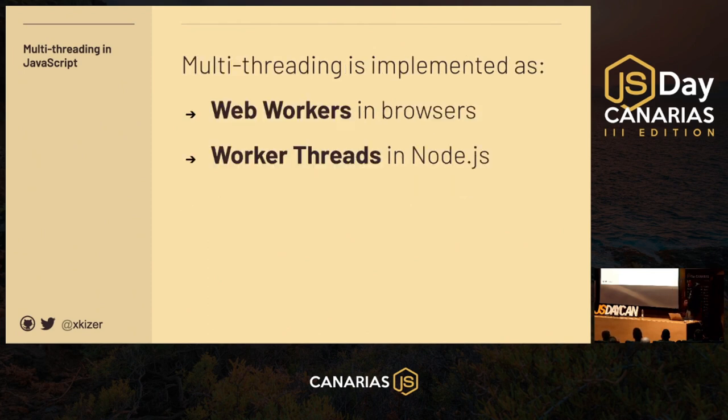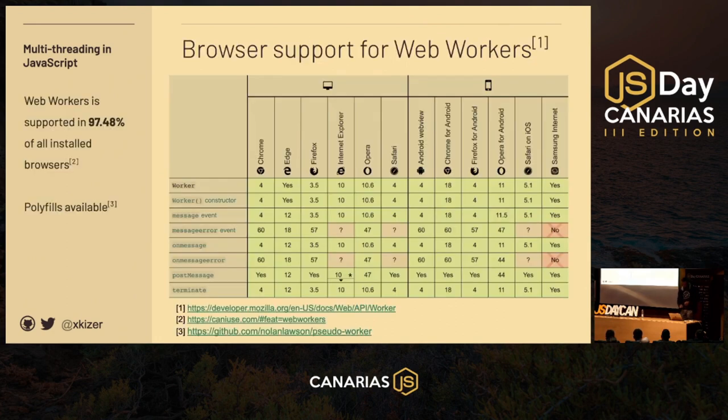Multi-threading in JavaScript is implemented as web workers in the browser and as worker threads in Node. Worker threads became stable this year in Node.js. Web workers have been in browsers since 2010, when Chrome released it in version 3 or 4. And yet, not a lot of people take advantage of it, because a lot of people think that it's not widely supported.